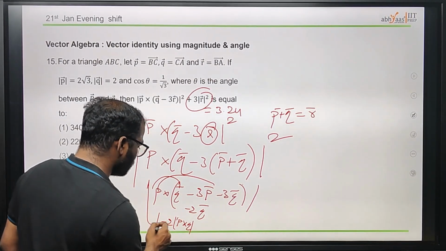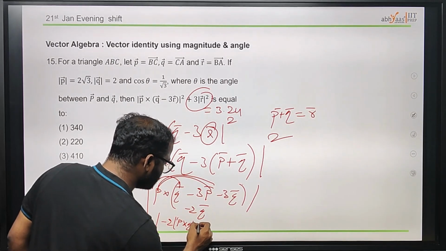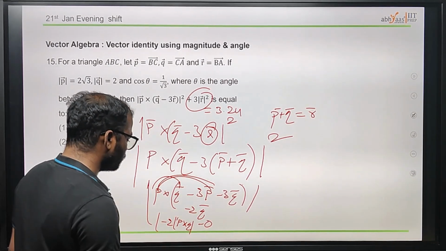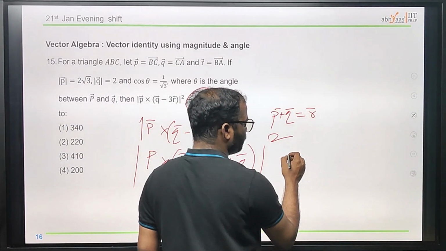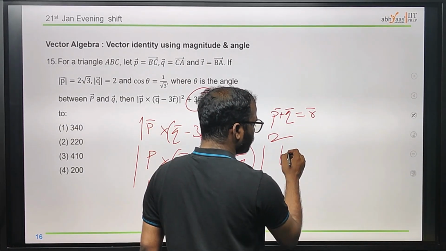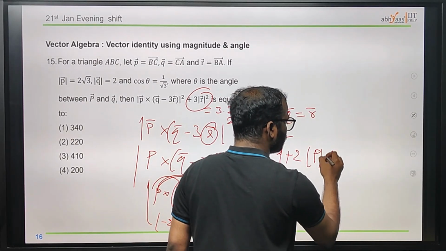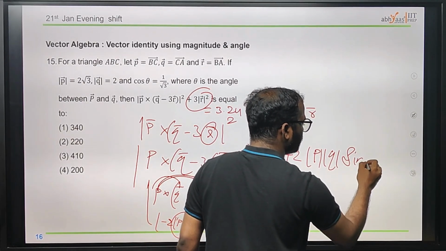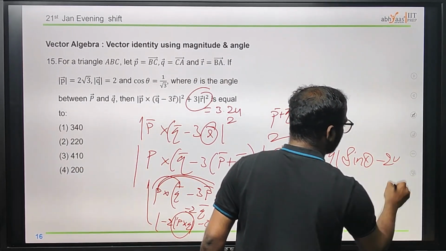We have this one. Now we have another one, and when we do this one we will get 0. Now we got p cross q bar. How can we write p cross q bar? Since we have mod, this will be plus, and this will be mod p, mod q and sine theta, and minus 24.